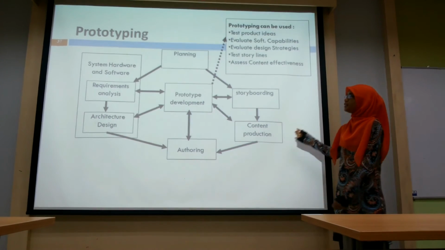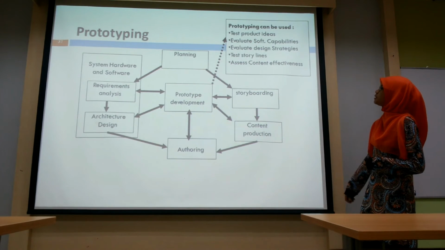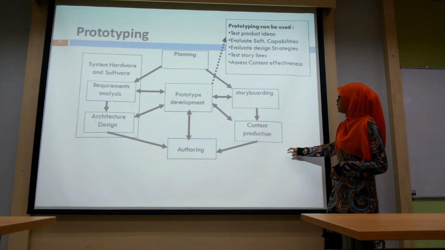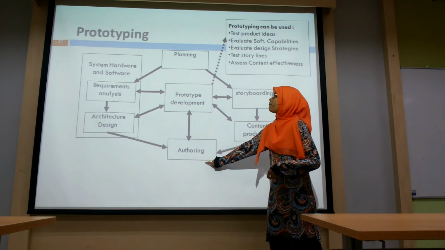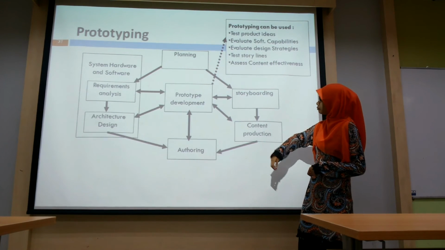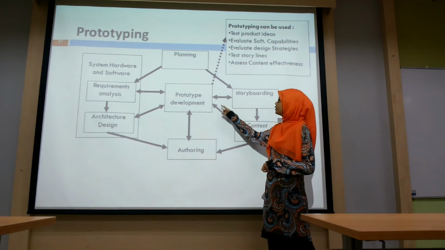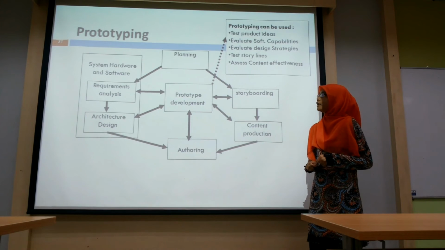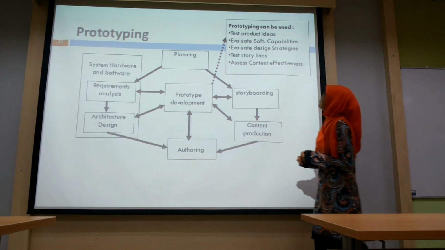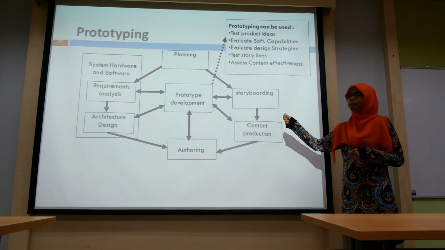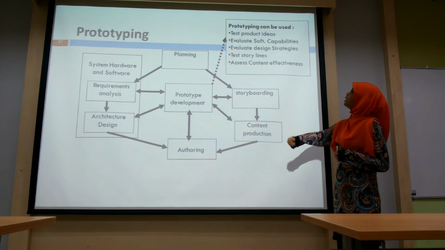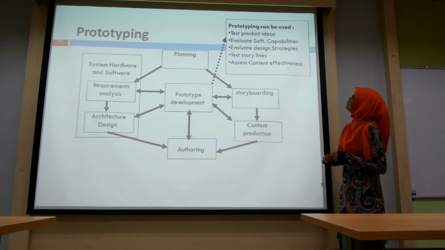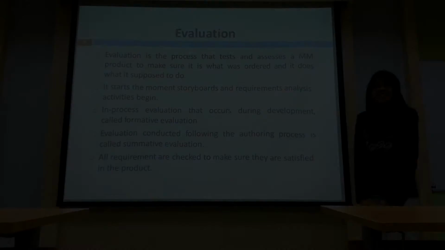Next. Okay, this is the flow of prototyping. It starts from planning and then storyboarding. After that, content production, then authoring. And it is all about prototype development and includes system hardware and software, requirement analysis, and architecture design. So the prototype development includes testing product ideas, evaluating software capabilities, and evaluating design strategy.